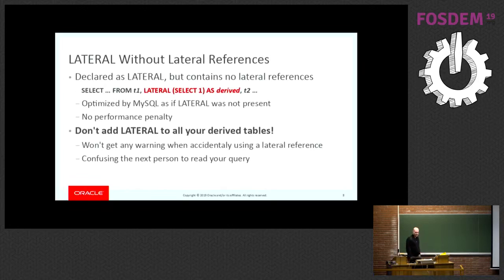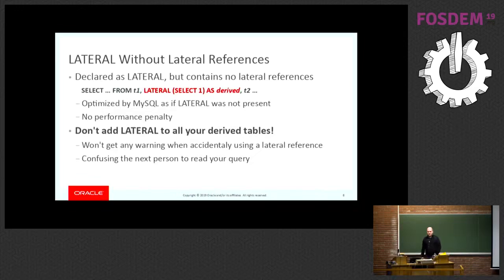You can also do lateral derived tables. You could say lateral and then not actually have a lateral reference. Like this one, we select one. There's no reference at all in this query. And MySQL is smart. It optimizes this as if lateral is not present. There's no performance penalty. This is fine.